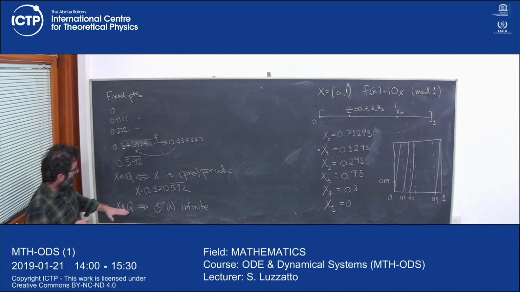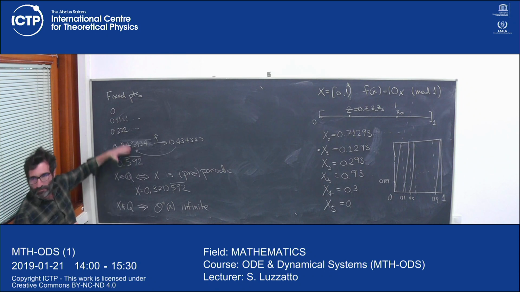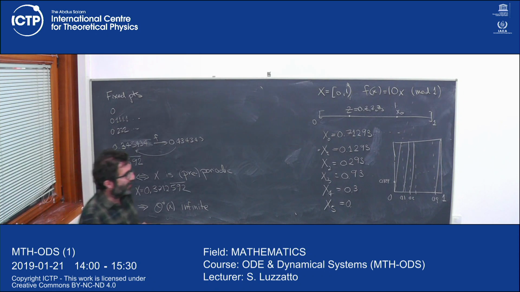Now, let's concentrate. So this, in some sense, takes care of all the rationals, all the periodic and pre-periodic points. Okay? But as you know, the rationals are a countable set. It's a very small set, in some sense. From a dynamical point of view, what's left is very big. Most points are irrational. So what is the dynamics of an irrational point?